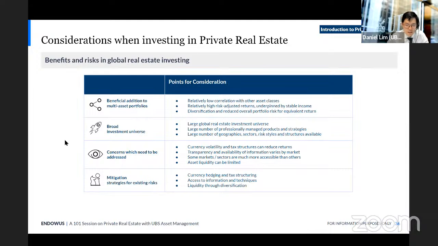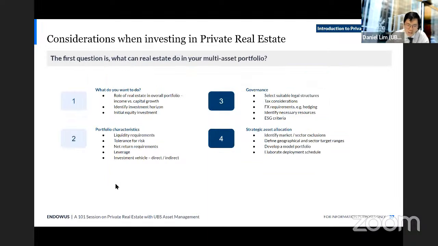That lack of transparency, however, can also create opportunities. By partnering with groups that have strong on-the-ground teams, there's the advantage of having a bit more of an edge versus other players that may not have people on the ground in those markets, for example. So I think those are the key points on that slide. If you could go to the next slide.